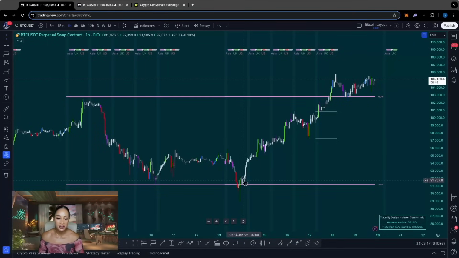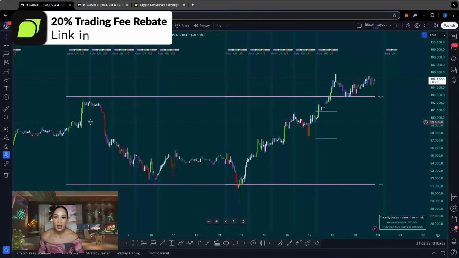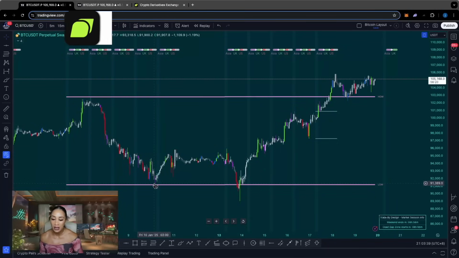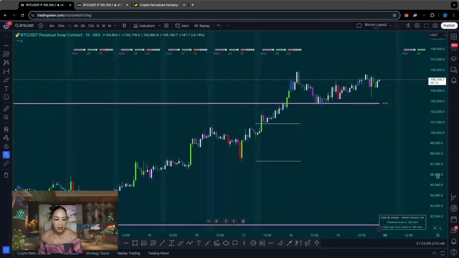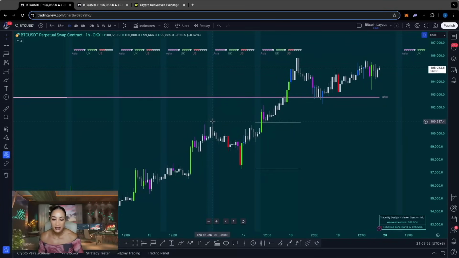Instead, here in TTC, we use the market makers levels, which are the high of the week, low of the week, low of the day, and high of the day. The high of the week is the highest point price went to in the previous week. The low of the week is the lowest point price went to in the previous week. The high of the day is the highest point in which price went to the previous day, and the low of the day is the lowest point price went to the previous day.